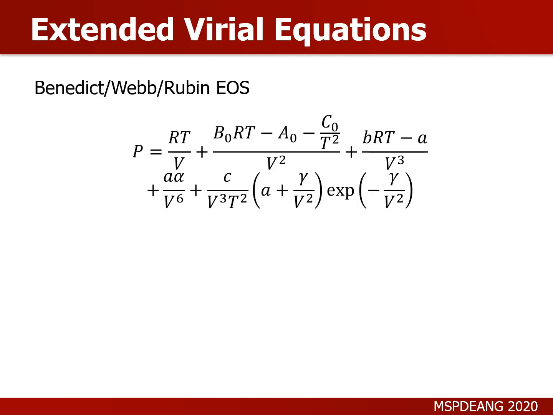And you also have other forms of the virial EOS. So this is known as the Benedict-Webb-Rubin equation of state. You can read more of these extended virial equations in multiple references.